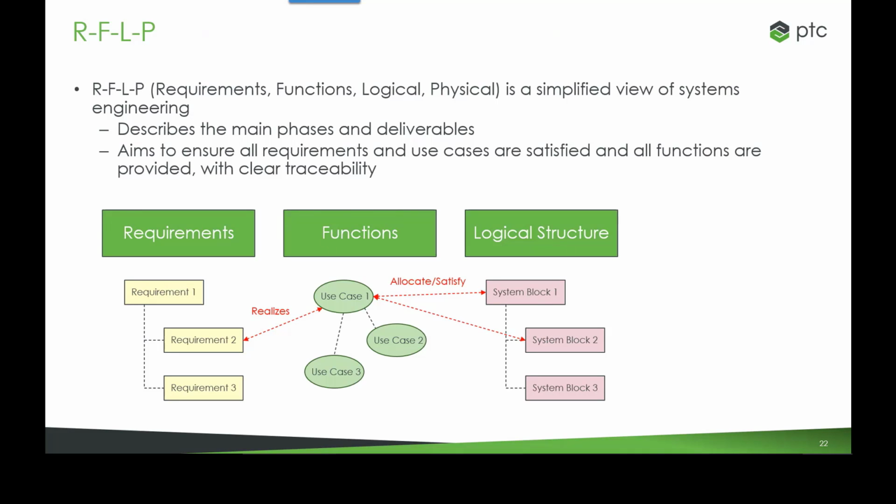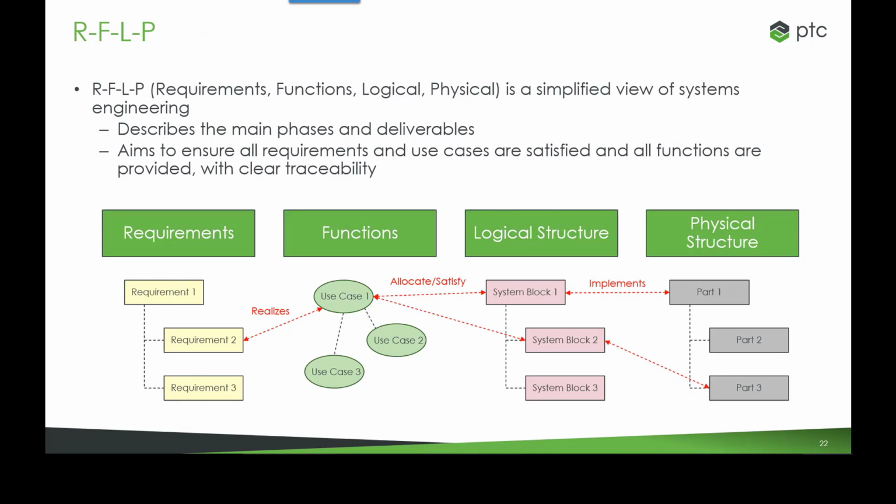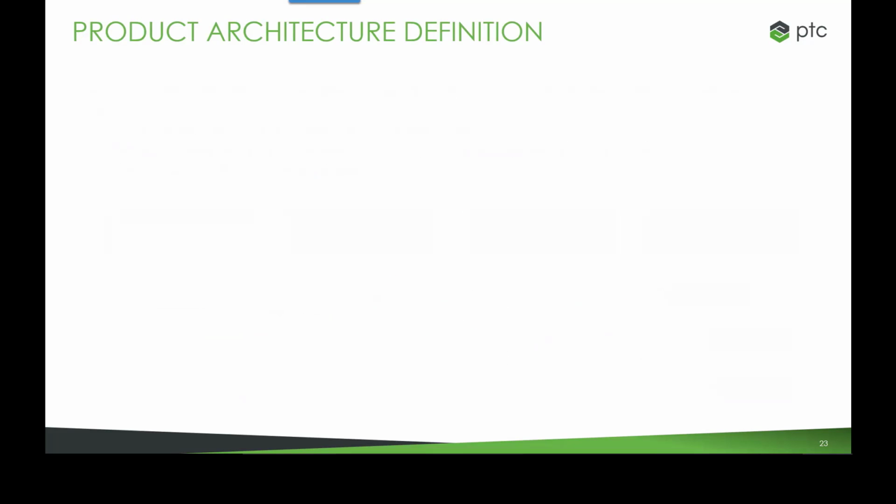Then we can define the logical structure, which is the system blocks, the system structure hierarchy. And these should satisfy or be allocated to use cases. And then we have the physical structure. And we say in general terms that the physical components implement the logical structure. And we can see end-to-end traceability, and then ensure that we have coverage, that all requirements are met, all functions are delivered. So that's just a simple way of looking at it.